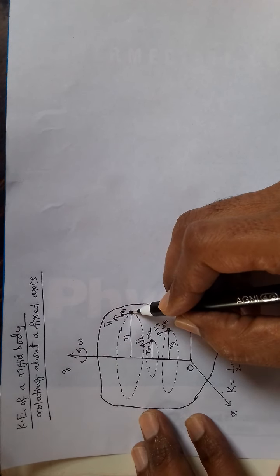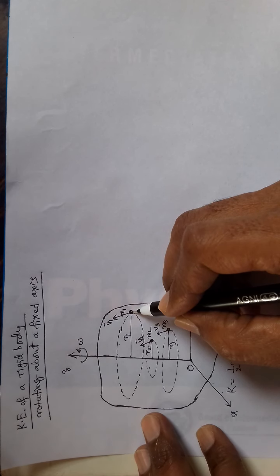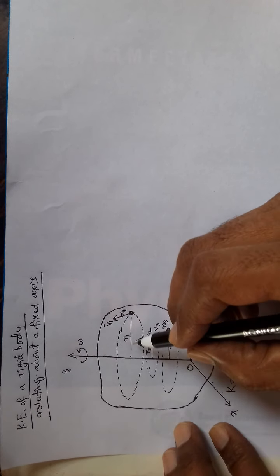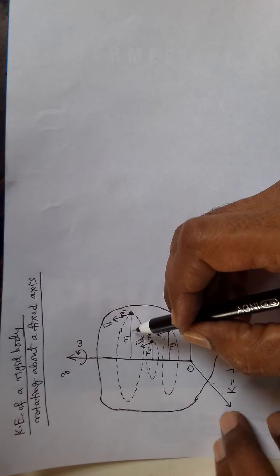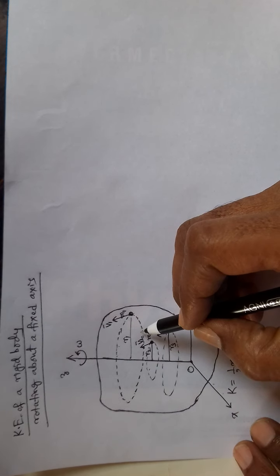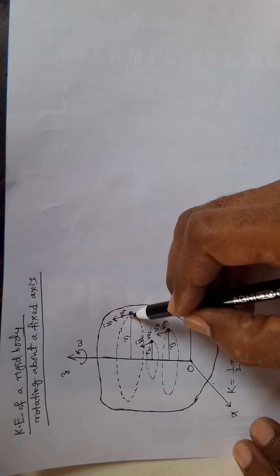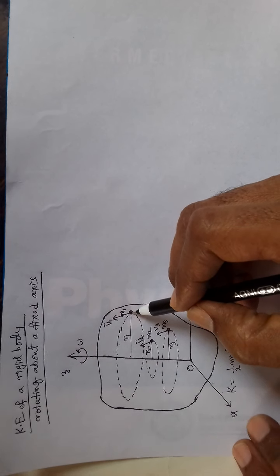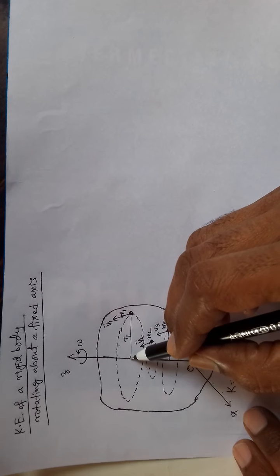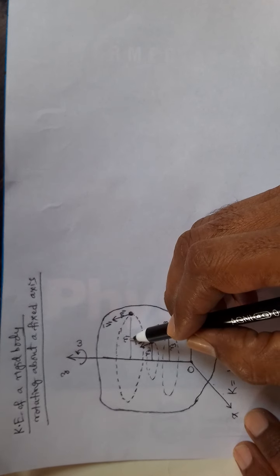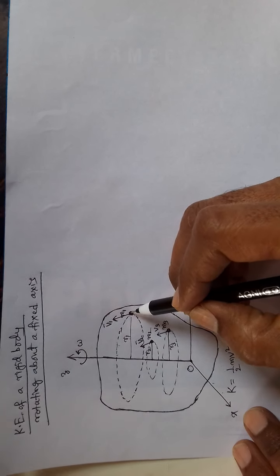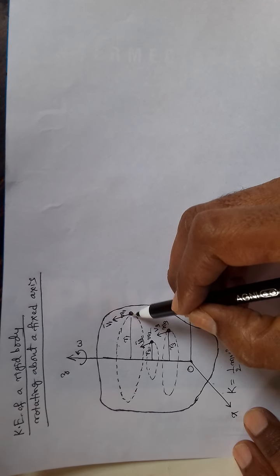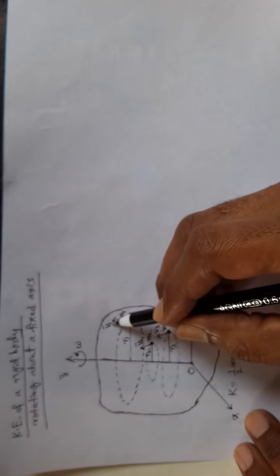Here the m1 particle is there, and as the body is rotating about the fixed axis, this m1 particle is describing a circle around the axis of rotation. The perpendicular distance from the axis is r1, and its tangential velocity at this point is v1.